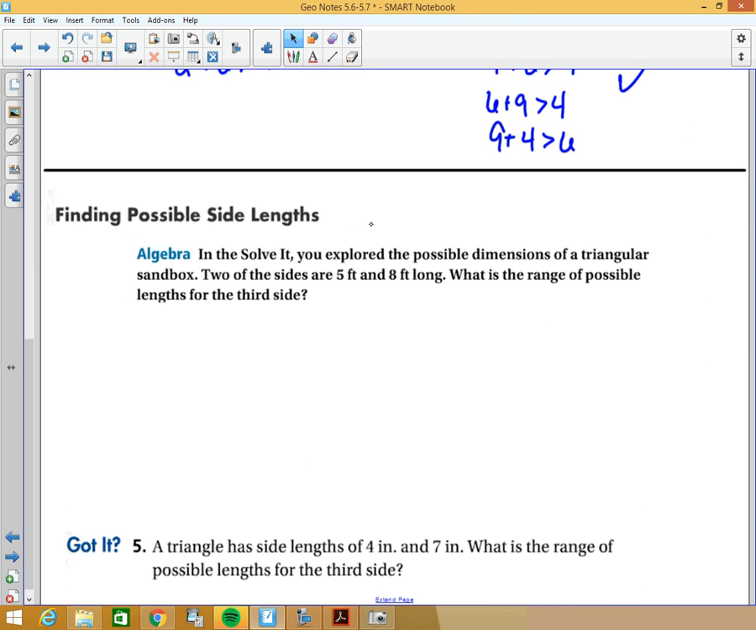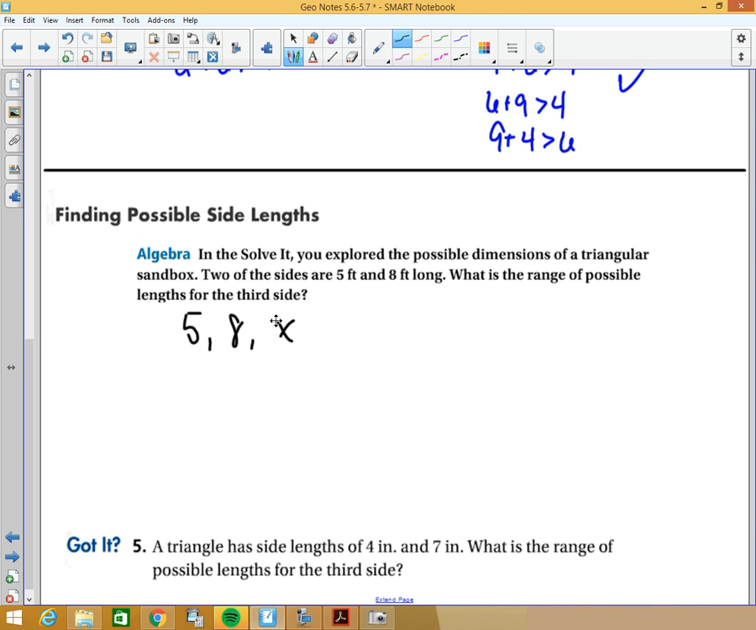Now, last but not least in this section, we need to talk about the possible lengths. If you're only given two sides of the triangle, how can you find out what the possible lengths for the third side are? It's going to work like this. Two sides of the triangle are 5 and 8. Those are our given sides, and we need to know what the third side is, so we're going to make the third side x.